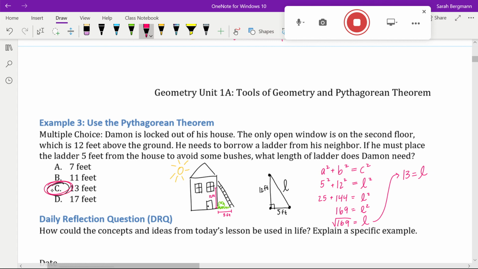So either way, you can see how much time that will save you if you do know your triples, but you can always get the answer using the Pythagorean theorem as well.